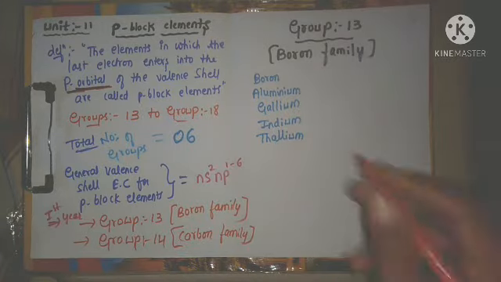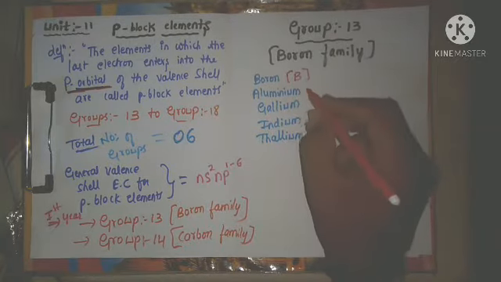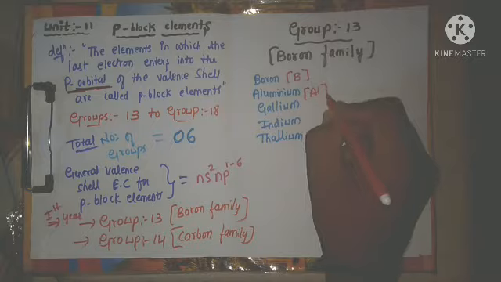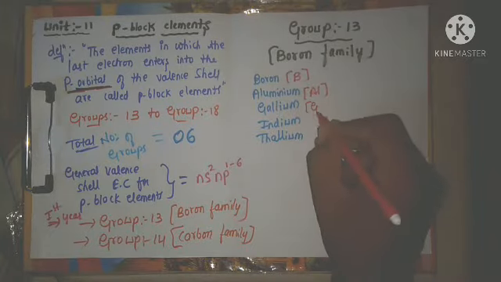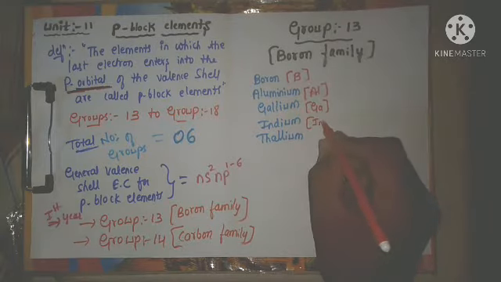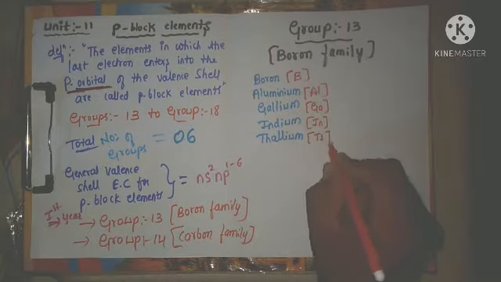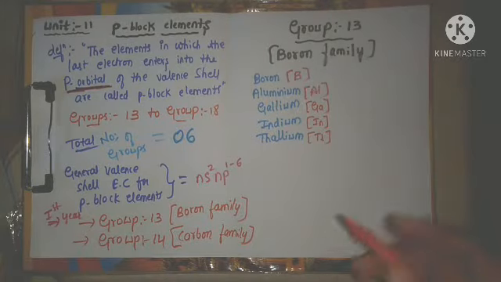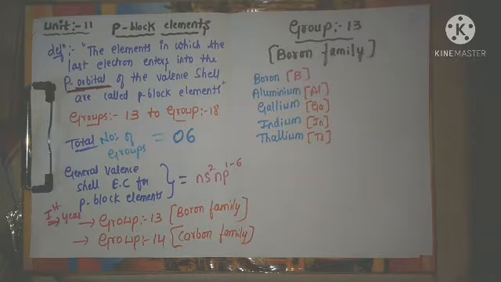I will write the symbols also. Boron is indicated by the symbol B, aluminium by Al, gallium by Ga, indium by In, and thallium by Tl. These are the elements which belong to the 13th group. Now we will discuss the occurrence.